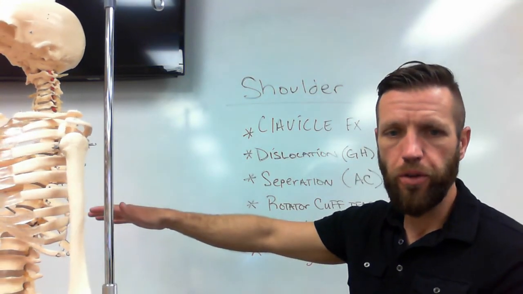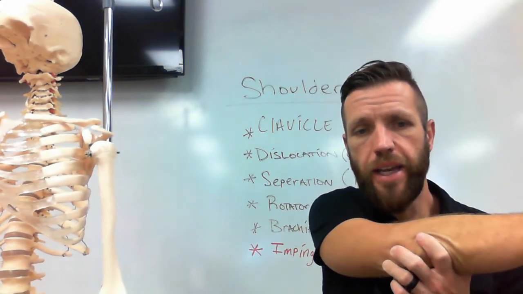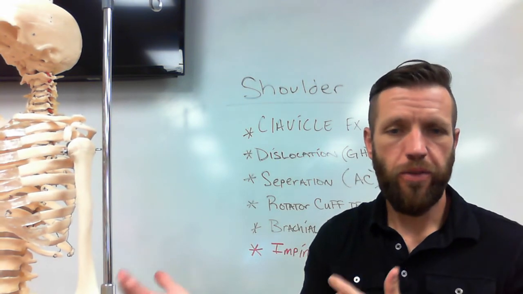I'll lift their shoulder, and then I will abduct or adduct them across their body and I'll see if that kind of hurts them. And that's also a test that I do for the AC joint.